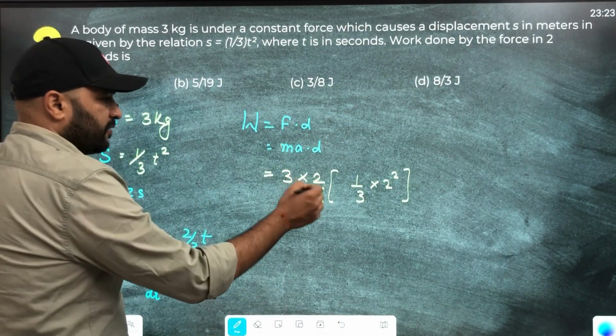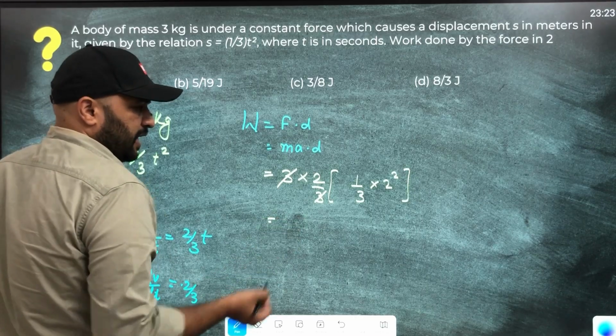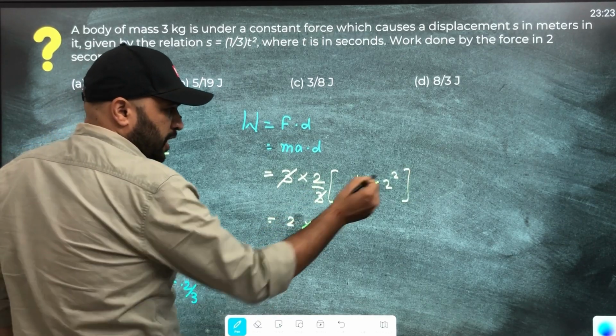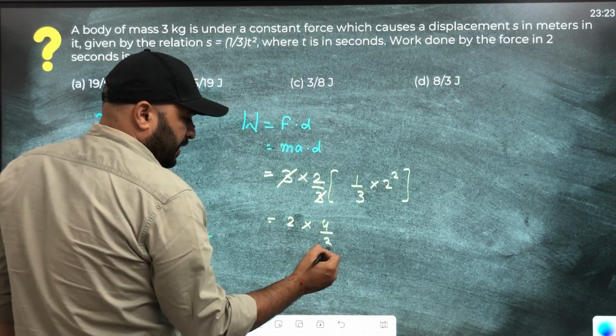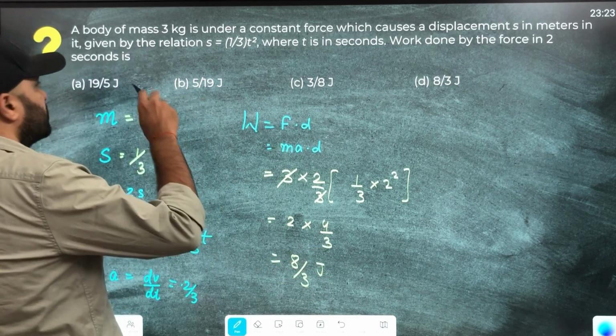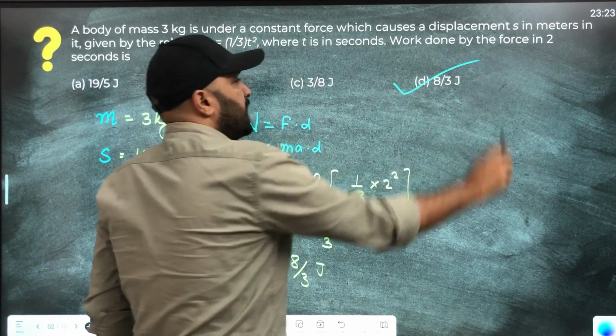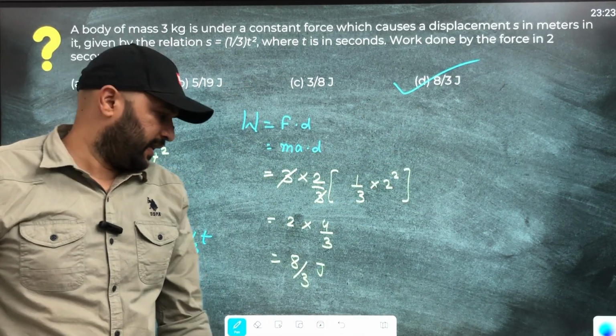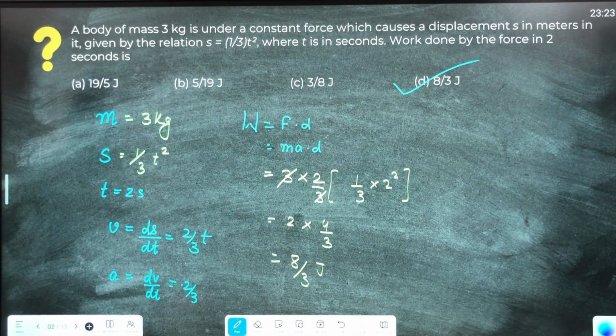Clear? So 3 cancels with 3, and we are left with 2 into 2, 2 twos are 4, divided by 3. Correct? So that will be 8 by 3 joules. That's our correct answer. So the correct answer here is 8 by 3 joules. Option D is correct. I hope this is clear, right? Let's see the next one.